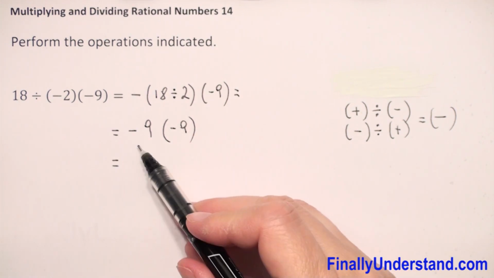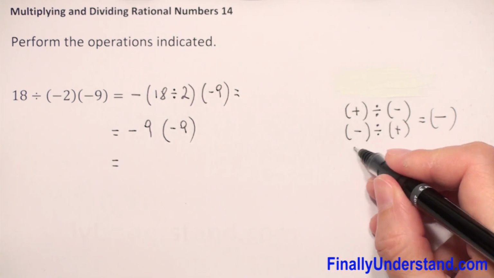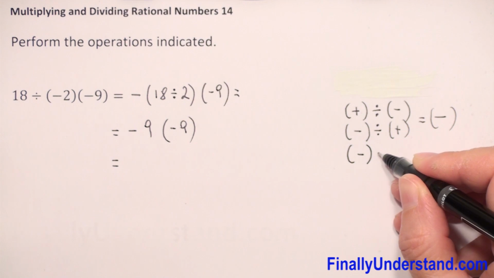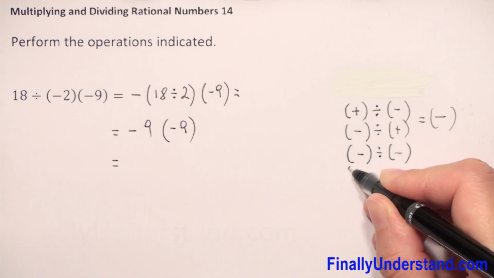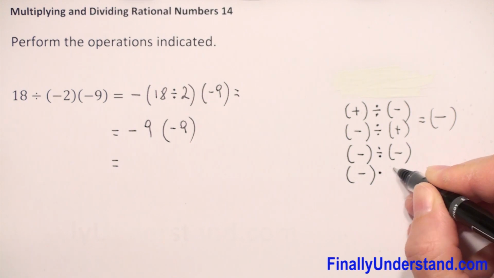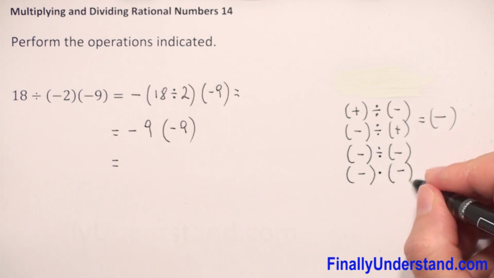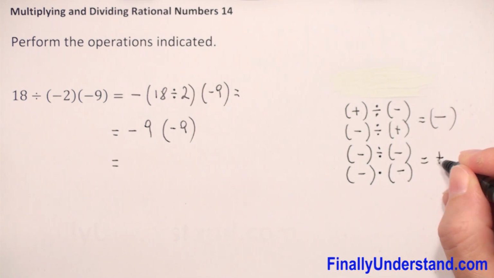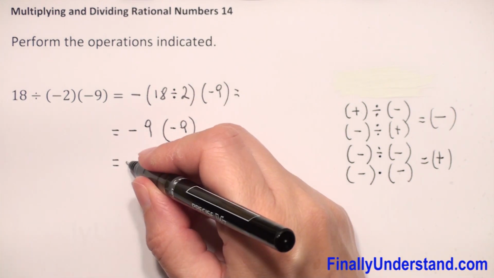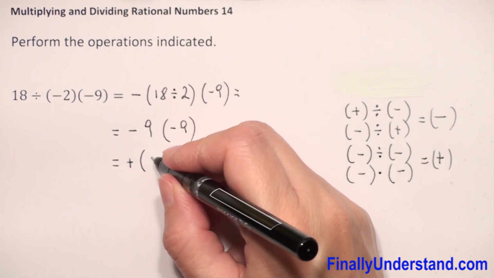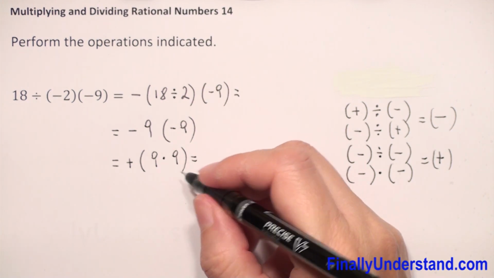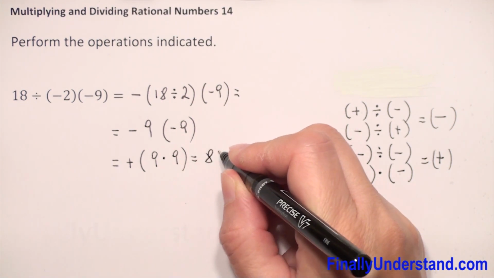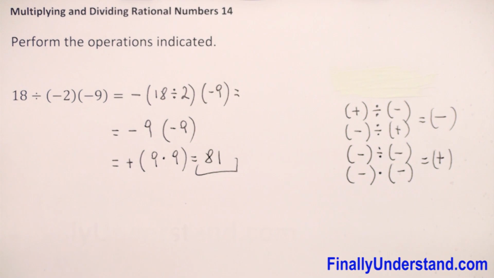Now we have a negative number times a negative. When we multiply or divide two negative numbers, the answer is positive. So we have a positive sign and we have to multiply 9 times 9. Positive sign we don't have to write. 9 times 9 is 81. This is my solution.